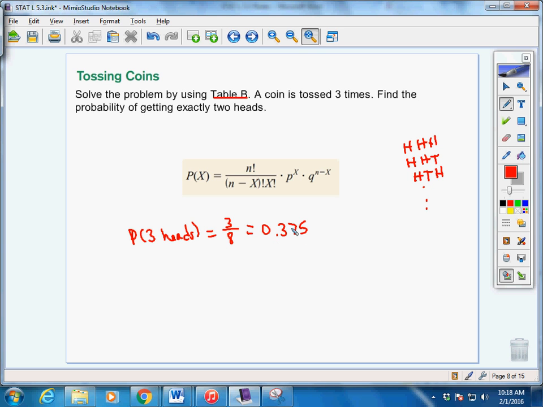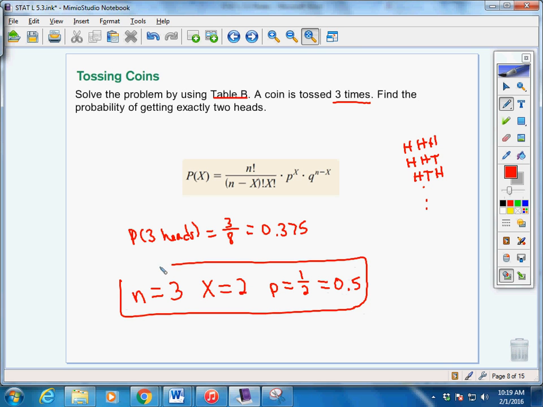We can read a table. Now, to read a table, this is what we need to know. We still need to know n, so our number of trials is 3. We need to know what we want our success to be, exactly 2. And we need to know the probability of that success. Remember, for flipping a coin, it's 1/2 that we're going to get heads, or change it to a decimal. So we're going to take this information and use our table.